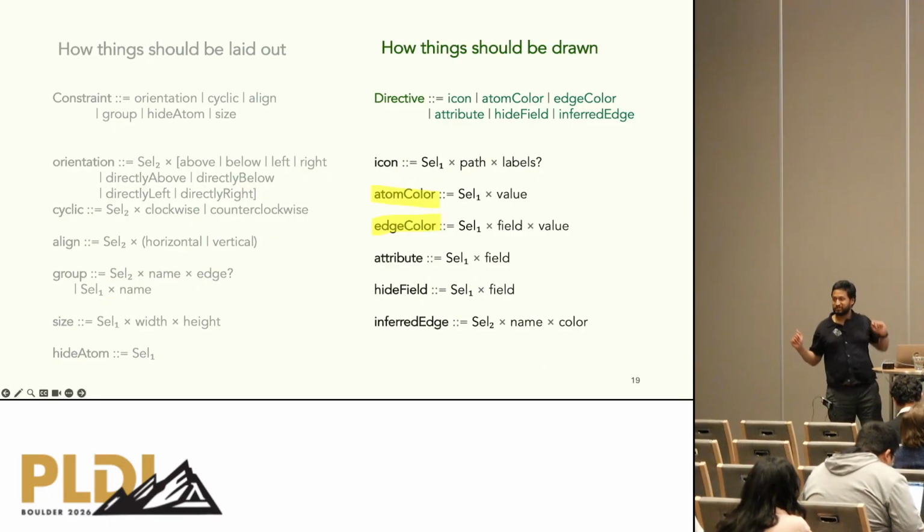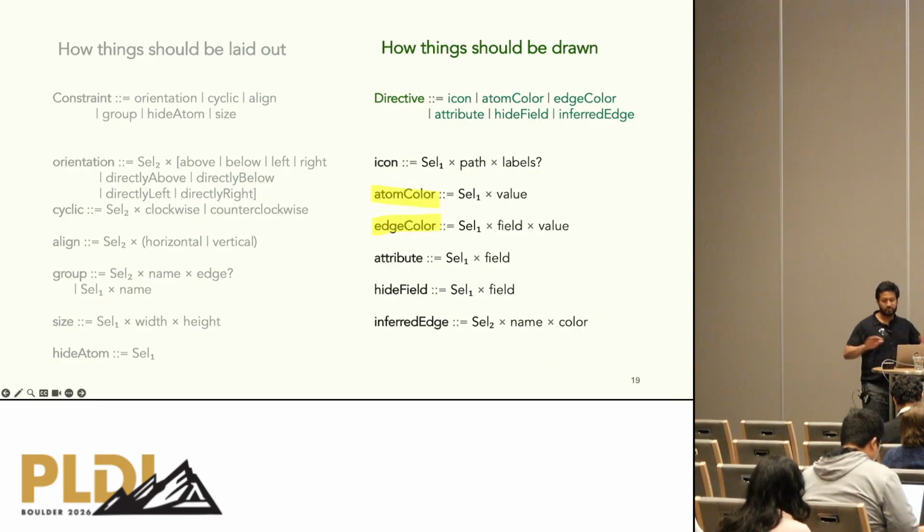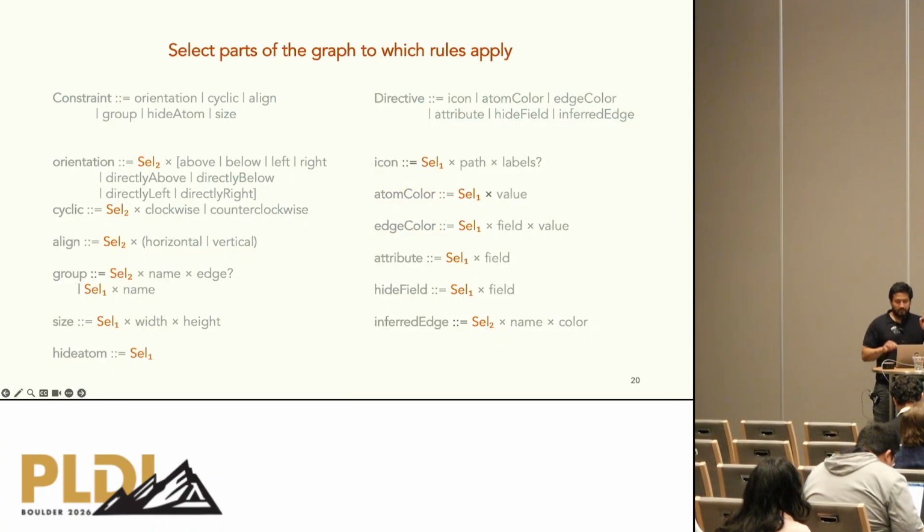The visual zhuzh I mentioned earlier comes from these. No new spatial meaning, just makes things a little easier to read. And every rule operates over selectors, which are relational expressions that pick out which part of a graph the rule applies to. So that's the language.